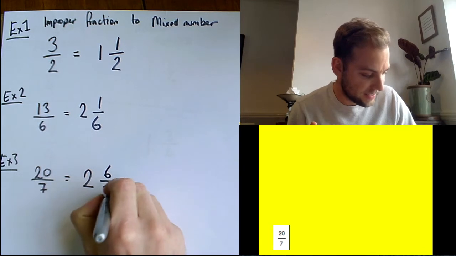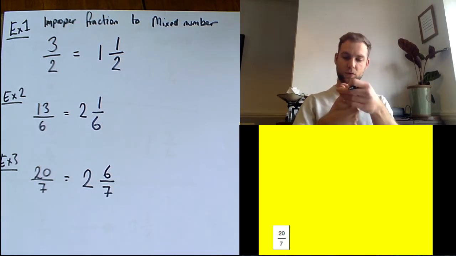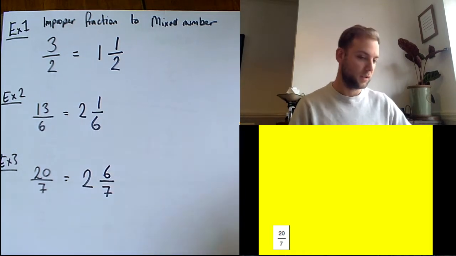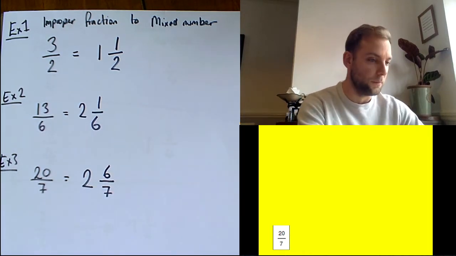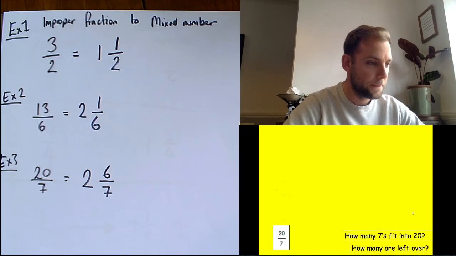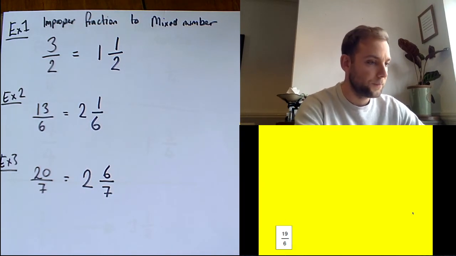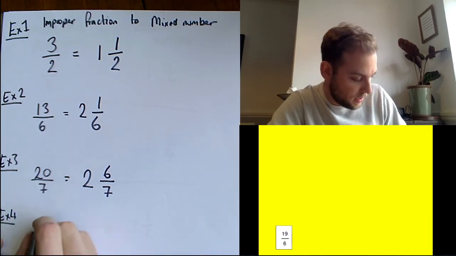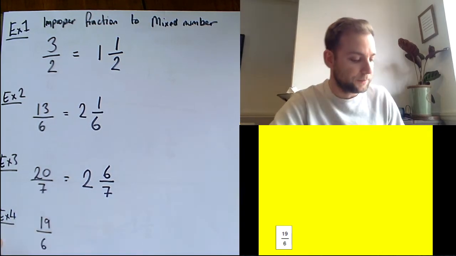So 6 out of 7. So 7, 14, it goes in twice, and there's 6 left over. So that one's a little bit tricky because it's a bigger number, but we can still do that. So next one, example 4, 19 over 6.